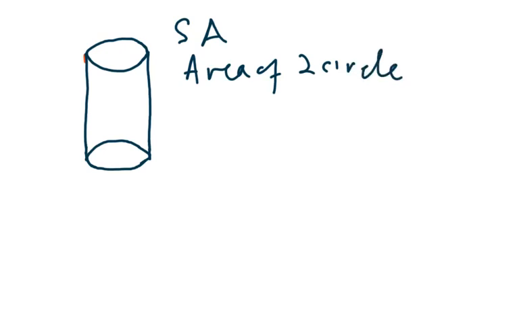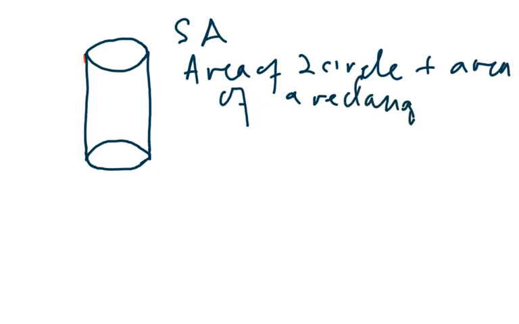Now, we'd realize that in actual fact, a cylinder is probably, let's look at surface area. The surface area of a cylinder is given by area of two circles plus area of a rectangle. Area of a rectangle. Now, you realize that if we were to open this cylinder up, we would actually end up with a rectangle like that.